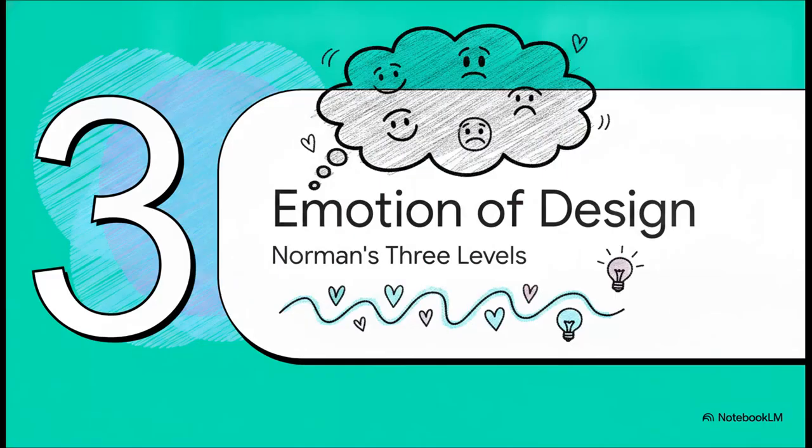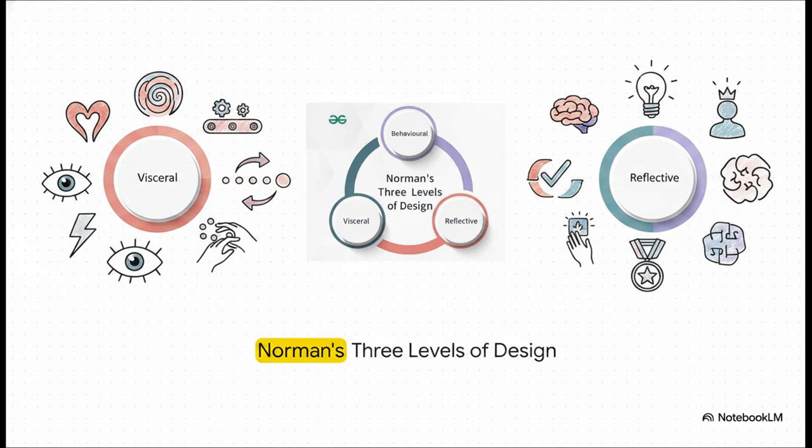All right, moving on to Section 3, the emotion of design, featuring Donald Norman's 3 levels. Once the physical and accessibility baselines are set in stone, we have to recognize that a user's actual mood, their emotional state, hugely impacts how they experience a product. Cognitive scientist Don Norman figured out that interaction isn't just about pure logic. He built this incredible framework.